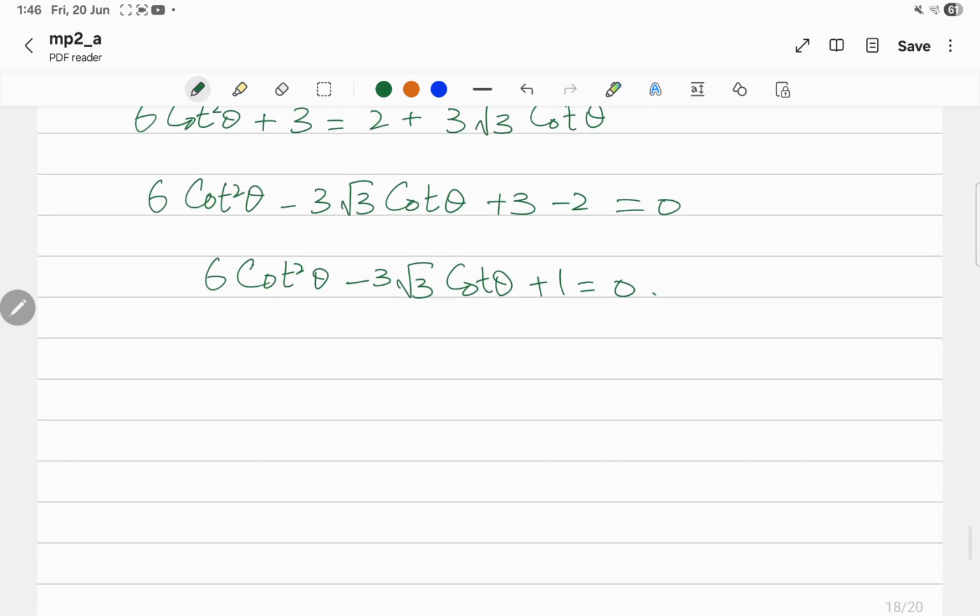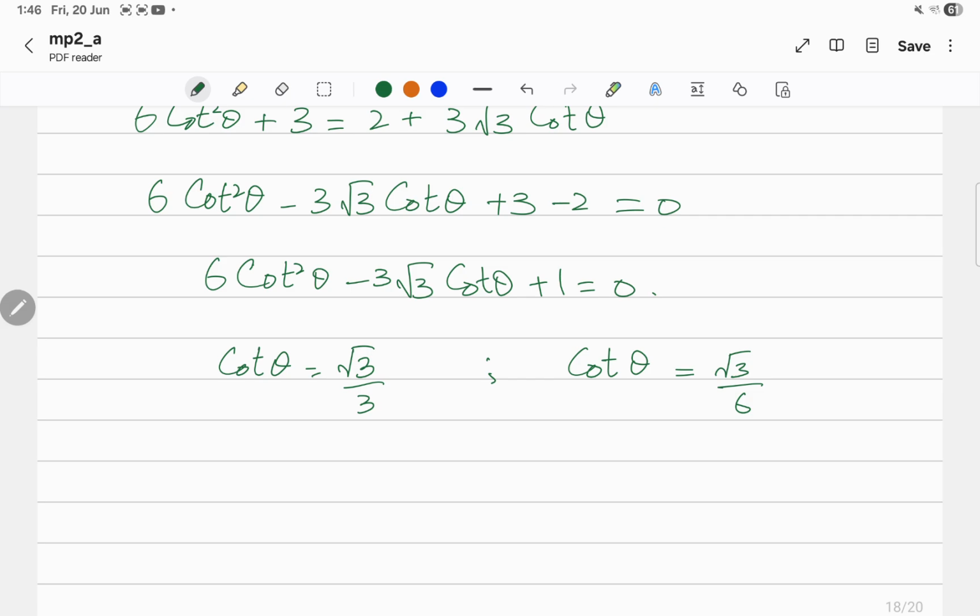So we can see this is a quadratic in cot. So we can type this quadratic into the calculator to get the factors, the roots, the solution of this equation. So the roots will be cot theta equals root 3 over 3. If you work on the calculator, the other root, since it's quadratic we should have 2 roots, the other root is root 3 over 6.